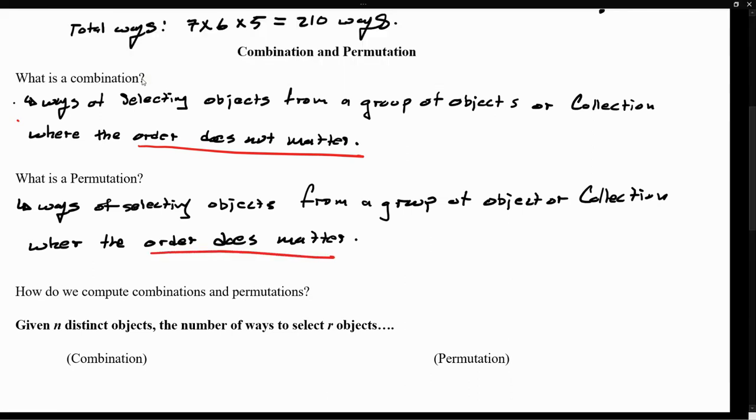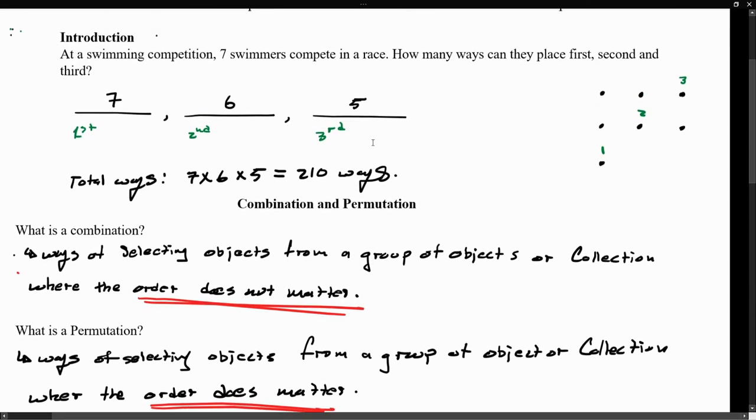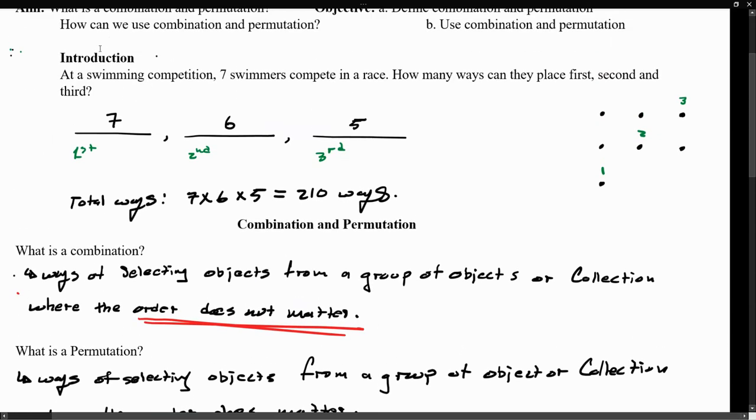So under combination, the order does not matter. And under permutation, the order matters. So if we go back to the example that we had as an introduction, notice that this is essentially what we were doing. Now it says a combination or permutation, it is still defined as selecting objects from a group of objects. And that's what we did here.